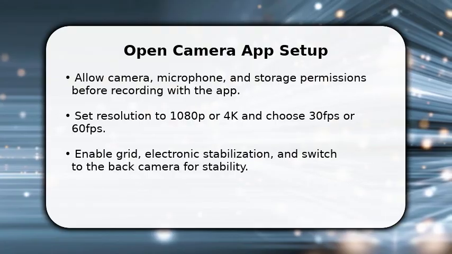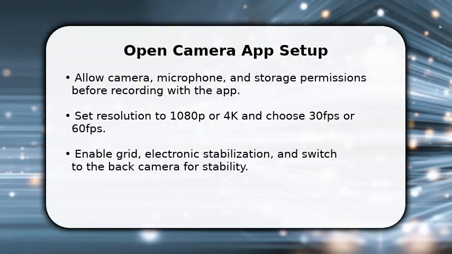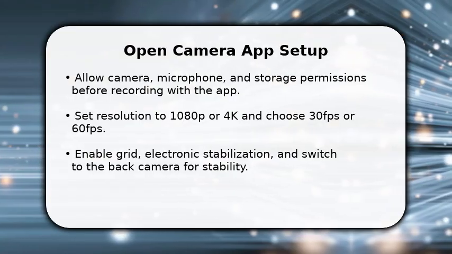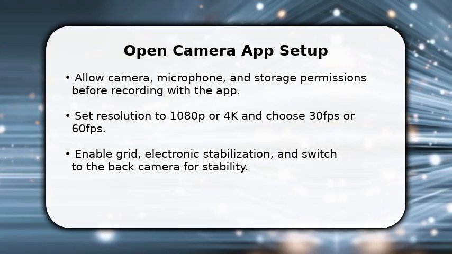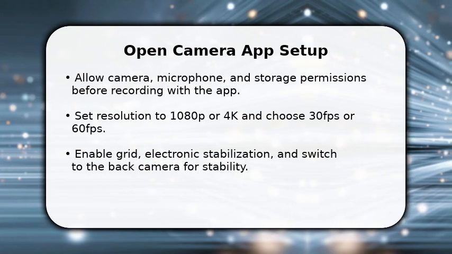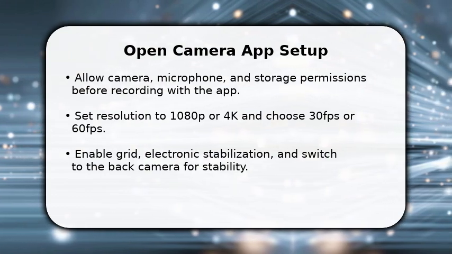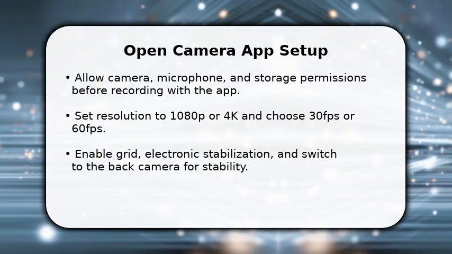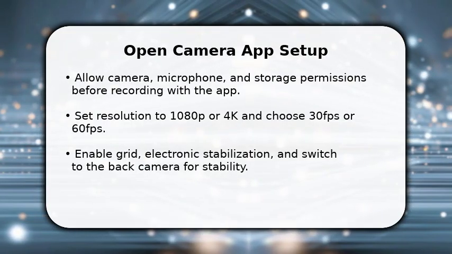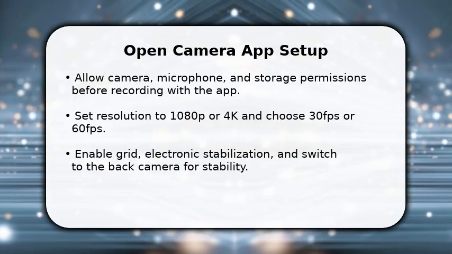Open Settings and set resolution to 1080p or 4K, and choose 30 FPS or 60 FPS based on your needs. Enable the grid and electronic stabilization to reduce shakiness while recording. Turn off HDR Auto if you need consistent exposure across clips. Select the highest bitrate available for cleaner footage and easier color grading later.